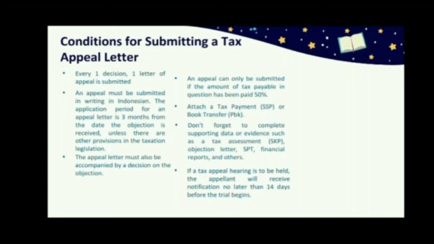4. An appeal can only be submitted if the amount of tax payable in question has been paid 50%. And next, attach a tax payment or SSP or book transfer or PBK. And 6. Don't forget to complete supporting data or evidence such as a tax assessment or SKP, objection letter, SPT, financial reports, and others. And the last, if a tax appeal hearing is to be held, the appellant will receive notification no later than 14 days before the trial begins.